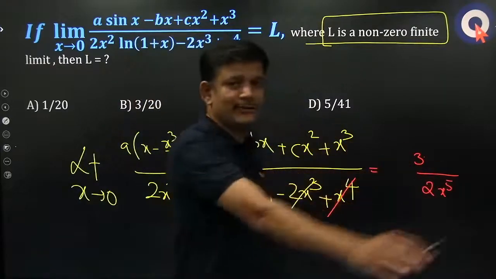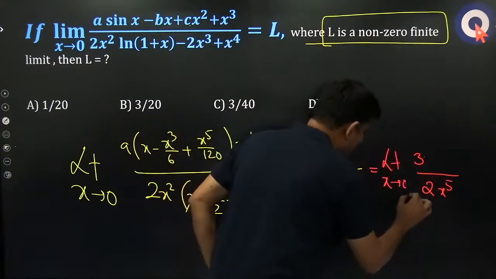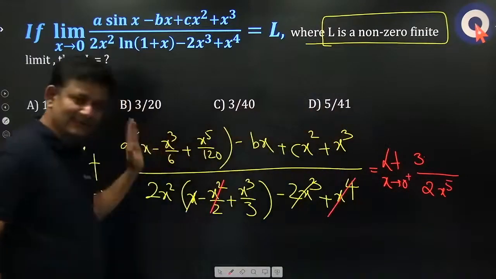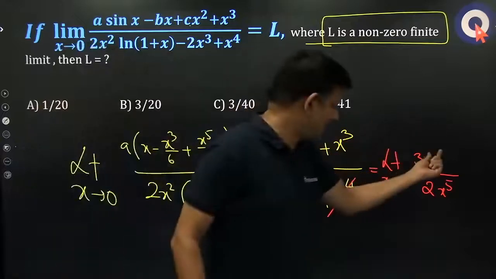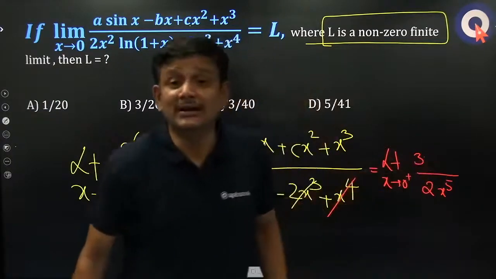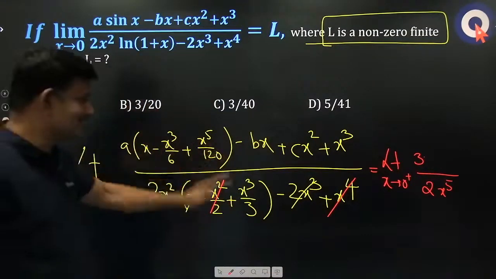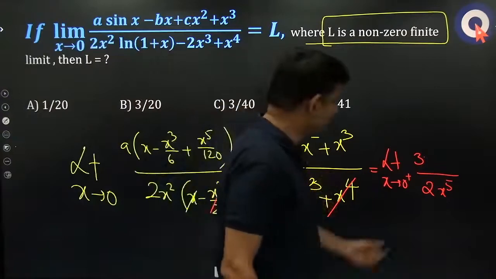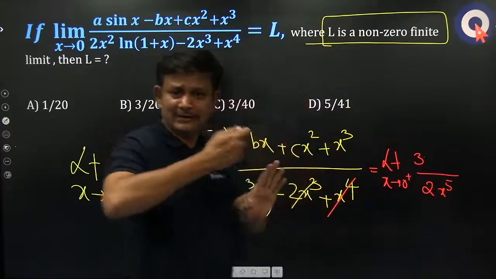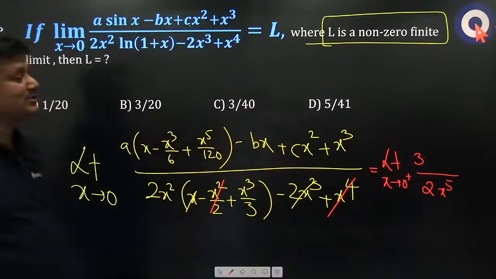Rest everything should vanish. Because if x is there, that will remain, and rest everything can be ignored. I can only write x, and this limit will become infinitely large. So the x term, x square term, x cube term, x power 4 term, up to x power 5, everything should vanish, and only x power 5 should be a non-zero term.